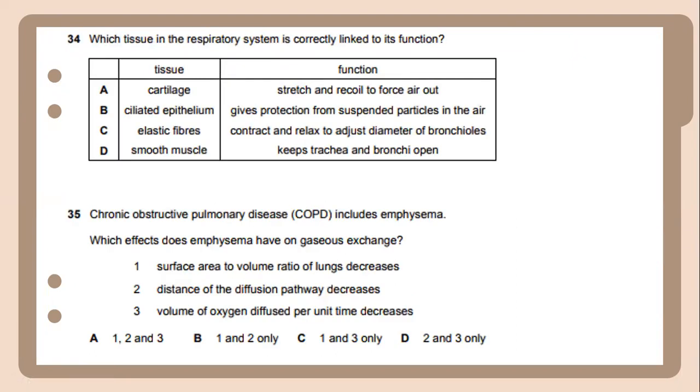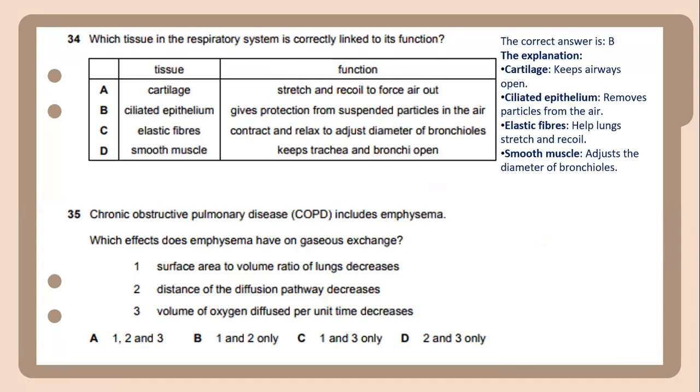Number 34, which tissue in the respiratory system is correctly linked to its function? The correct answer will be cartilage keeps airway open, ciliated epithelium removes particles from the air, elastic fibers help the lungs stretch and recoil, and smooth muscle adjusts the diameter of bronchioles. So the answer will be B, which is ciliated epithelium removes particles from the air.